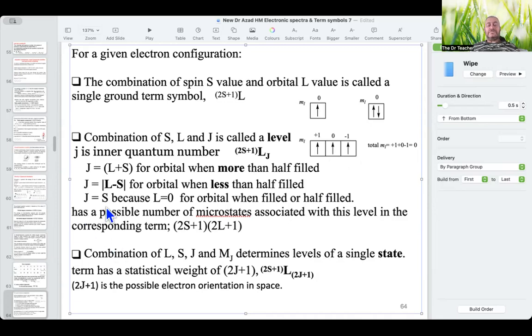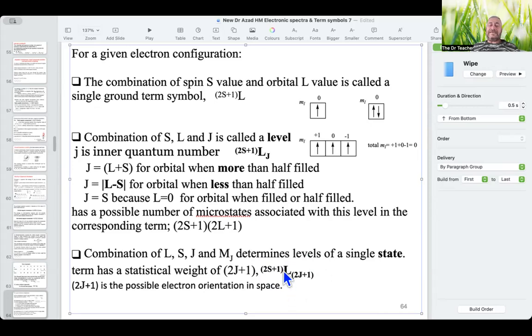So now J equals S. And you can find the possible number of microstates associated with this level. You can correspond to the term 2S plus 1 times 2L plus 1, and at the end you can count the microstates value. So a combination of L, S, J, and MJ determines the level of a single state. Terms have a statistical weight of 2J plus 1, and you can put it here. So this is the final form of the term symbol.